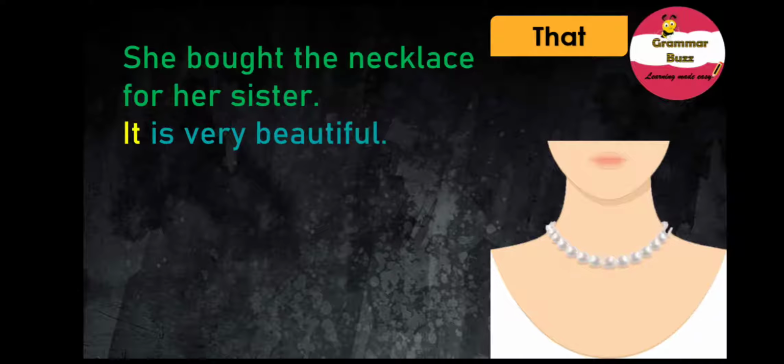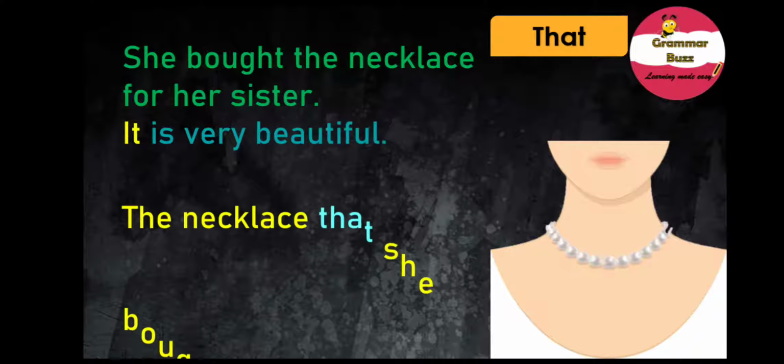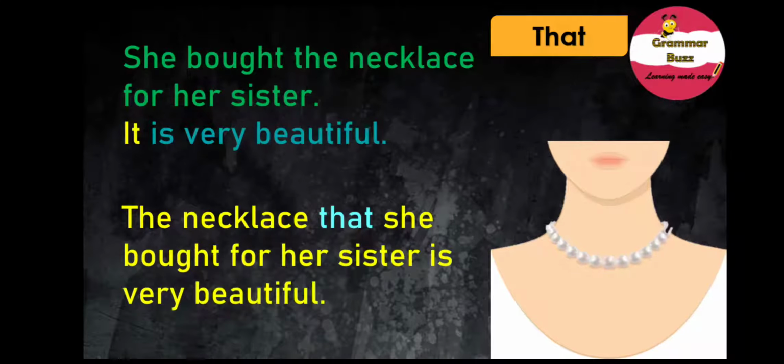Once again, what is being repeated in the sentence? Well, the necklace and it, which refers to the necklace. And how can we join these two sentences with a relative pronoun? The necklace that she bought for her sister is very beautiful. So that is another relative pronoun, which is used for the noun necklace. That refers to the noun necklace. Remember, that is a relative pronoun which can be used for both living and non-living things.